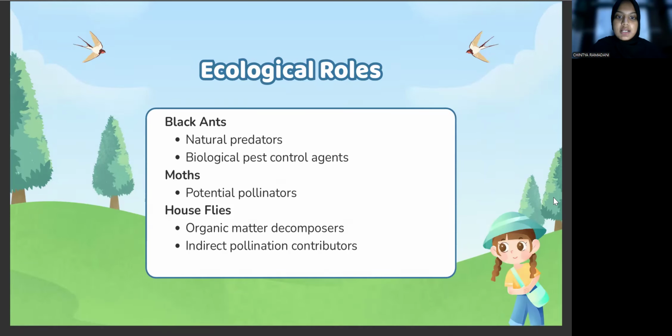Next, ecological roles. Black ant, natural predator and biological pest control agent. Moth, potential pollinator. Housefly, organic material decomposer and indirect pollination contributor.